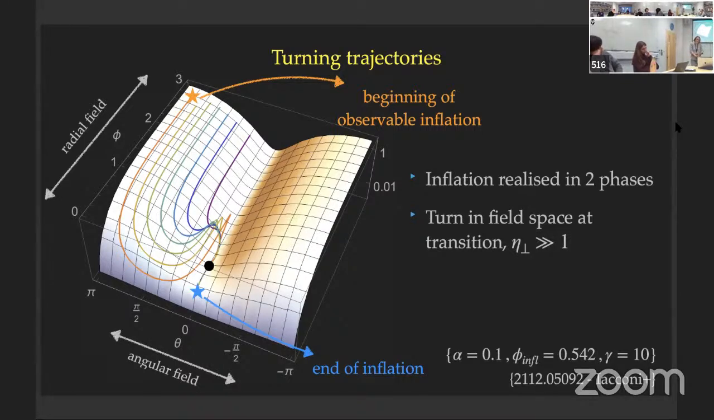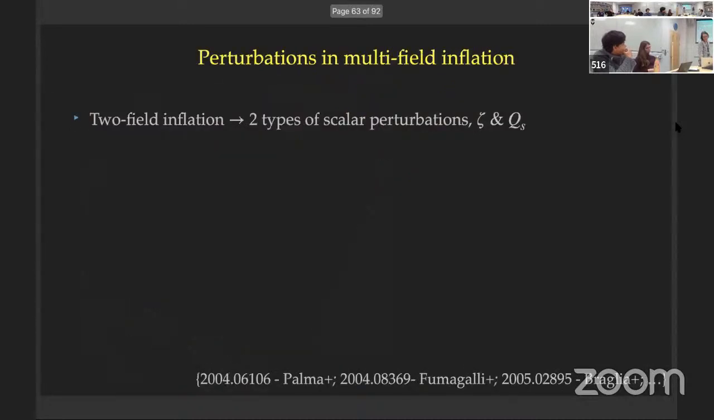And the transition between these two phases will have a large turn in field space, just because you literally do this and that. And when you turn in field space, you can describe this with a dimensionless parameter, which is called eta perp. So we expect eta perp to become large, and we see that eta perp becomes large at the turn. Now we are in a multi-field, to be precise, two-field inflation model. So we need to review a bit the perturbations.